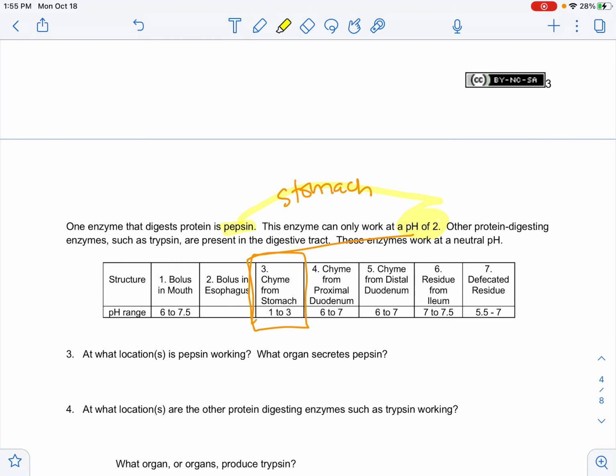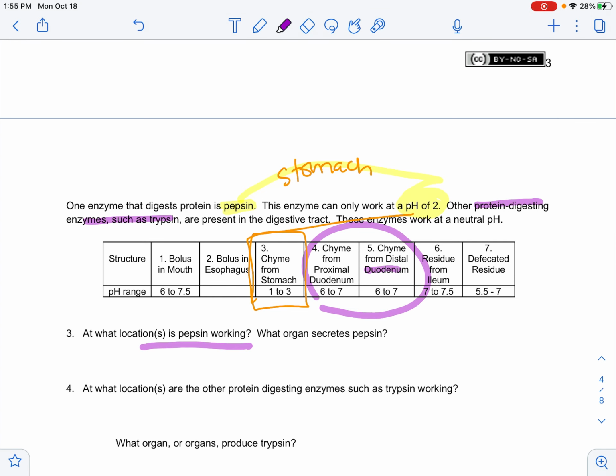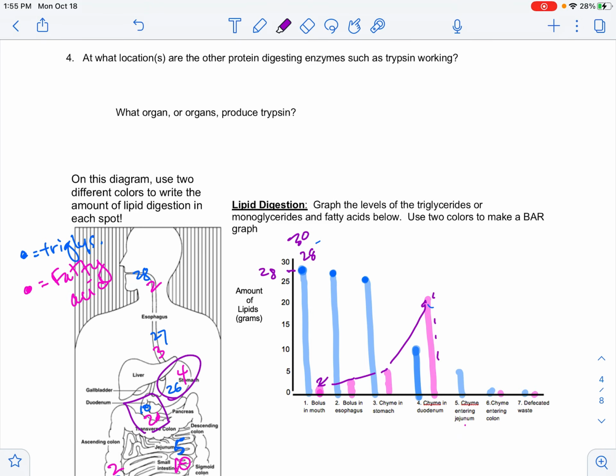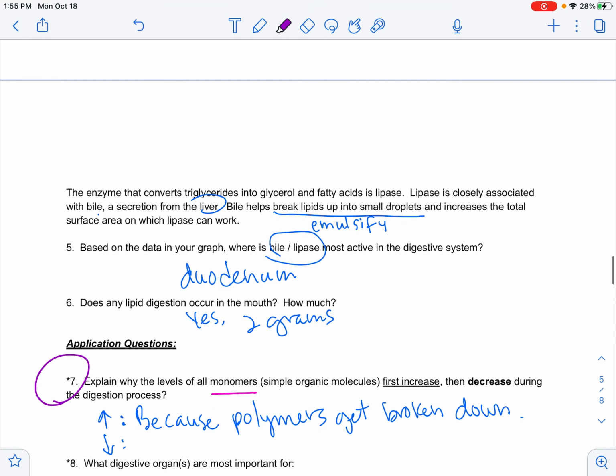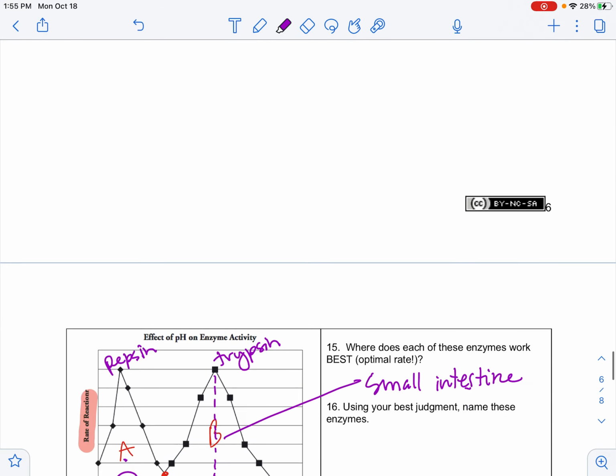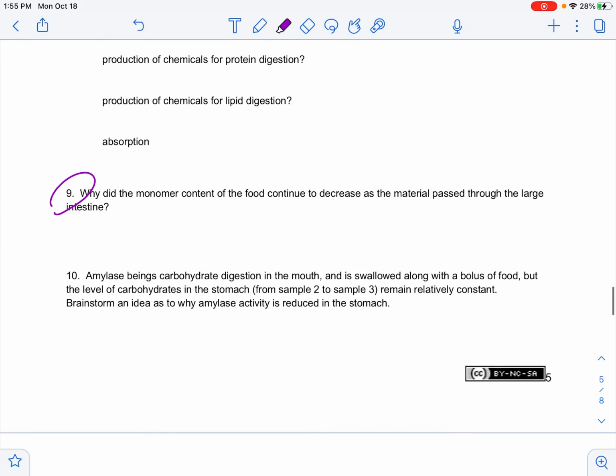Now, as far as our other protein digesting enzyme, we have trypsin. And trypsin only works at a neutral pH. So that's going to be right in here. So when you're answering these, you need to answer the questions on where trypsin is working. So we've got the duodenum, and then we have the stomach. So you're going to make your graph for all of the lipids as well. I'm not going to give you all of the answers for these. You need to do a little thinking, and then you have some graphs down here you need to put together. So there you go.